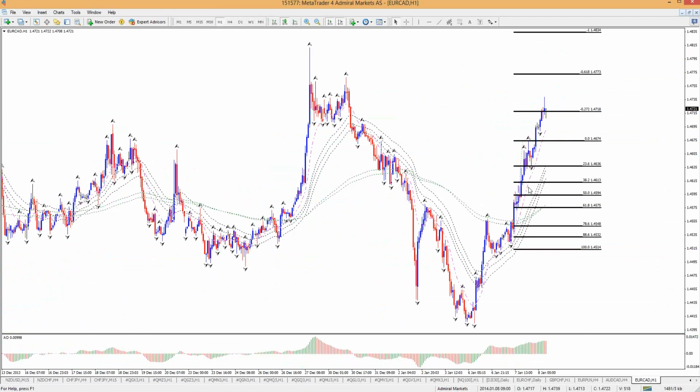EuroCAD. I was looking for a EuroCAD pullback here, but I didn't get it yesterday. And it actually just continued. Very light pullback, maybe only to the 23.6, and then continued. So that was a pity. I was waiting for a bit more, to the 50. That would have taken it long, but that didn't happen.